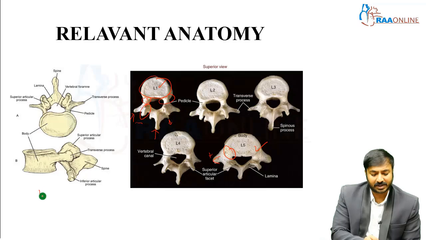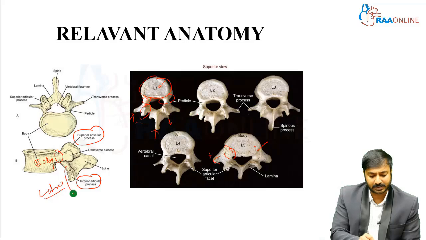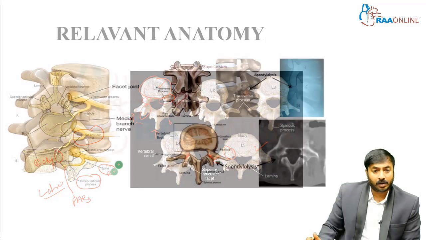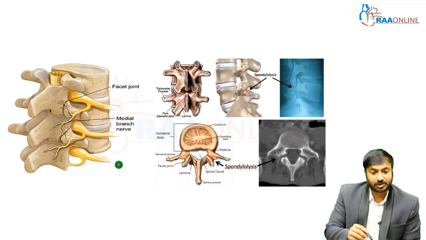Now here you can see the lateral view. This is the pedicle, this is the body, and here you can see the superior articular facet, the inferior articular facet, and this is the pars, and here you can see the spinous process. The facet joint is formed by the inferior facet of the cephalad vertebra and the superior facet of the caudal vertebra.